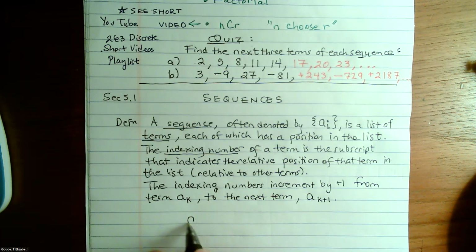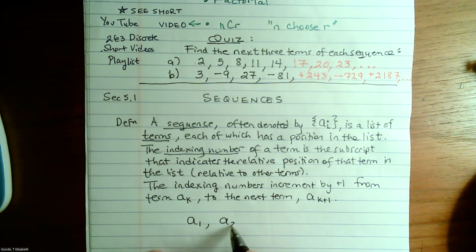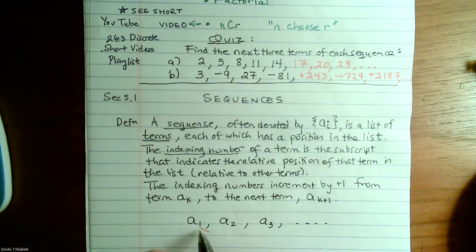So here's an example of just a generic looking sequence. And here, the indexing numbers are these subscripts. Okay, so these are the indexing numbers.